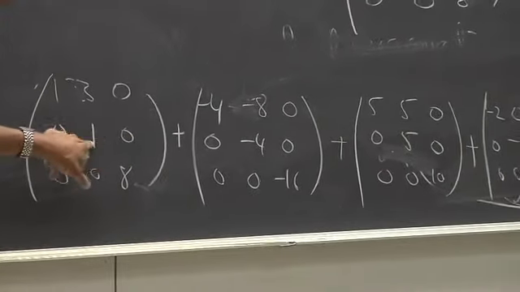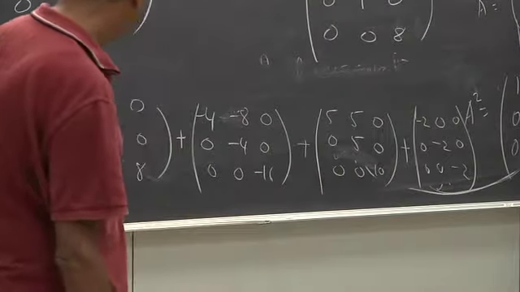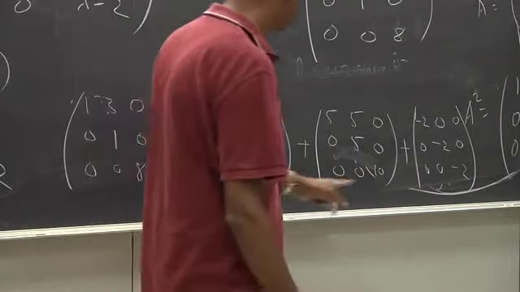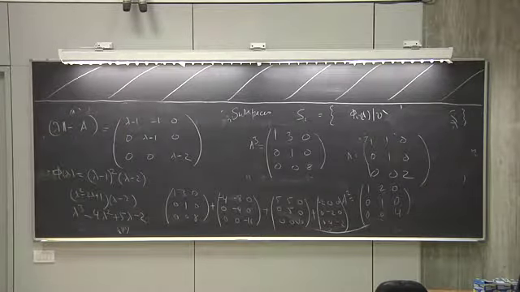This is 0, that's 0. Here, 1 minus 4 plus 5 minus 2 is again 0. And finally, here, 8 minus 16 plus 10 minus 2 is 0. So indeed, it's 0. You see that explicitly. This was guaranteed from the Cayley-Hamilton theorem, but this is just to check.